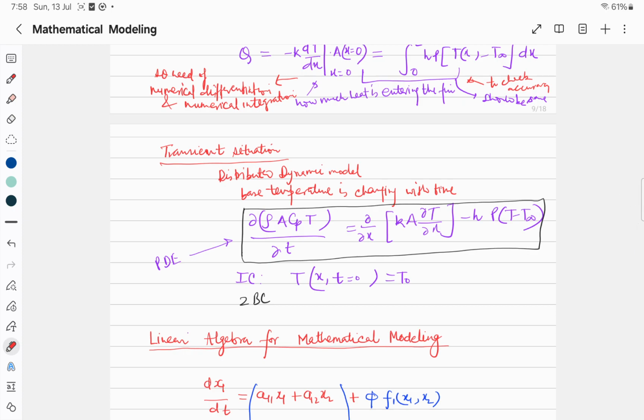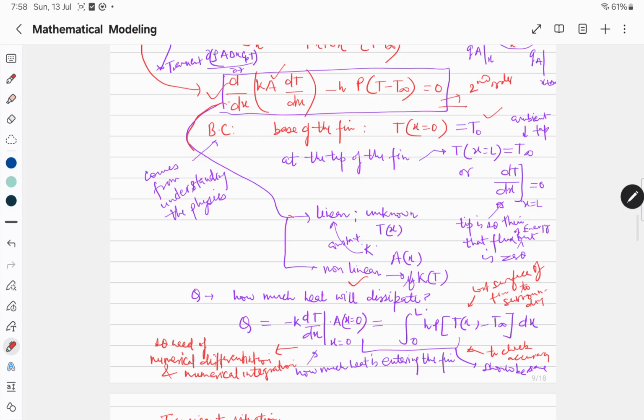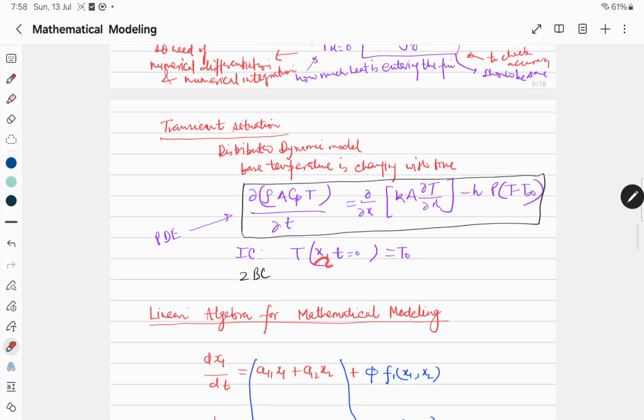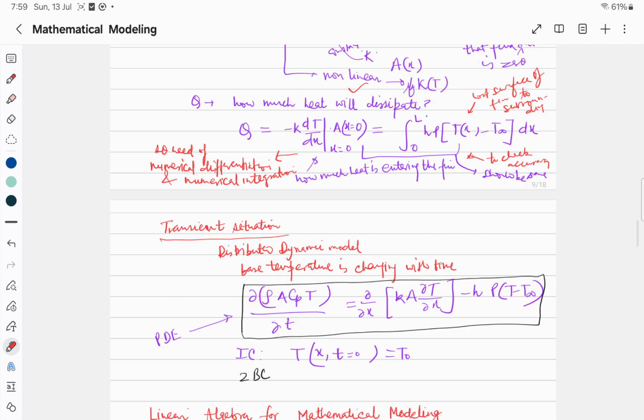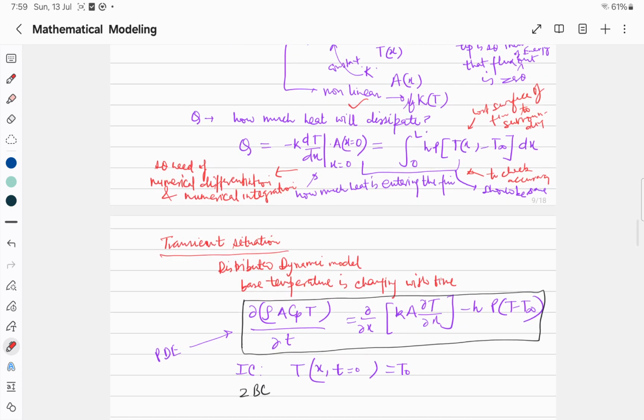So this is a distributed model and this is also a dynamic model. Distributed, why? Because the temperature depends on x. And dynamic because this unsteady state term is not 0. So you will need an initial condition also, along with the two boundary conditions. So initial condition, let's say T(x) at any x, initially the fin temperature is at the base temperature, T naught.